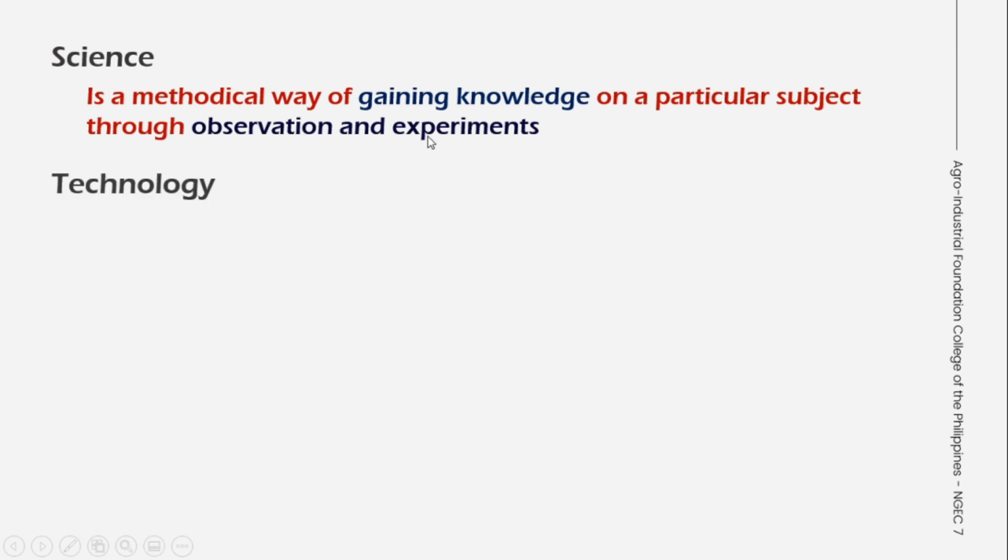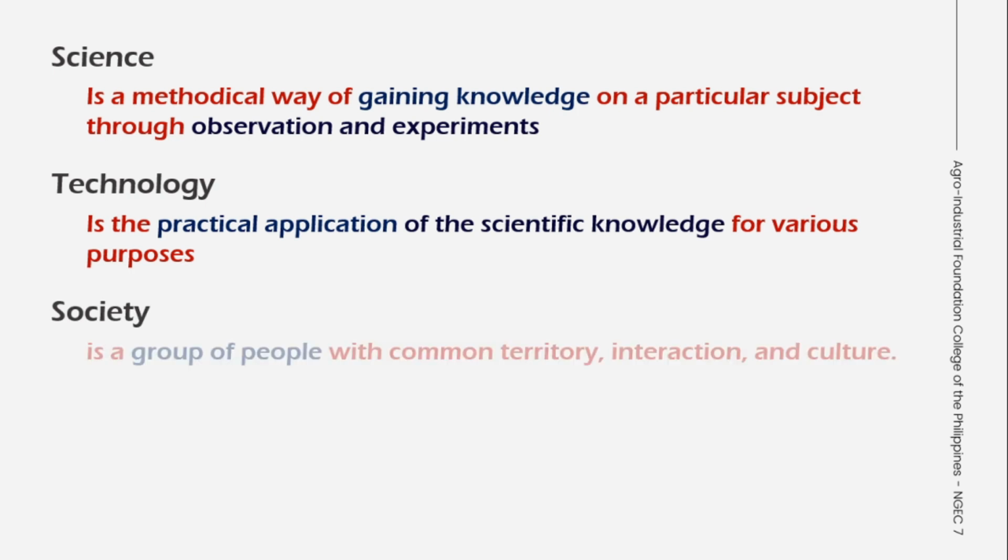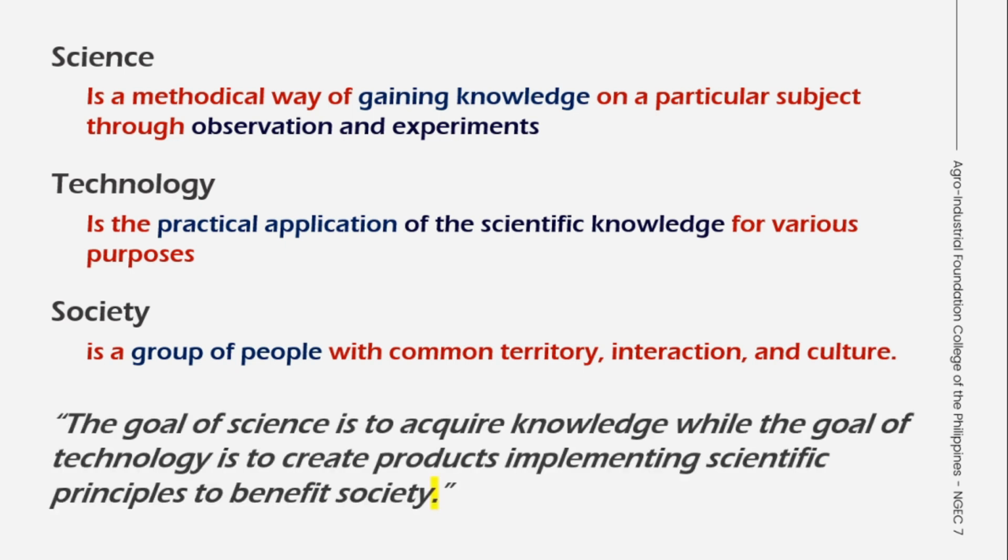Next, technology. What is technology? Technology is the practical application of scientific knowledge for various purposes. And lastly, society, which is a group of people with common territory, interaction, and culture. So in a sense, we could say that the goal of science is to acquire knowledge, while the goal of technology is to create products implementing scientific principles to benefit society.